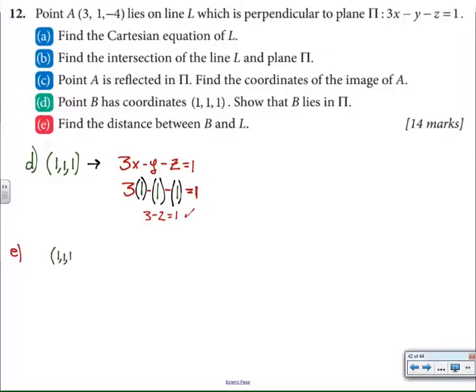Anyway, for part D, it's nice and green for us. It means go, go, go. It says the point B has coordinates 1, 1, 1, show that B lies in the plane pi. So all I have to do is put in 1 for each of the variables and show that the equation is actually true. So point B is in fact a solution. Now, it's almost misleading that this is red because it says find the distance between B and line L, so point B and line L.